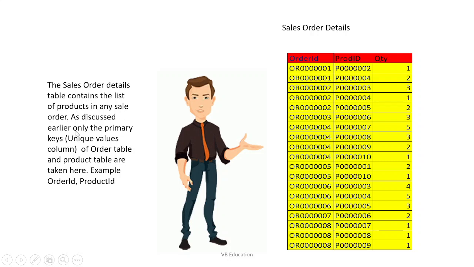As discussed earlier, only the primary key, that is, the unique key value columns of the order table and the product table, are taken here. Example, order ID and product ID. So to minimize the space in the database, we are only taking the order ID and product ID, and we cannot make out from this data which product was ordered and which customer has ordered the product.